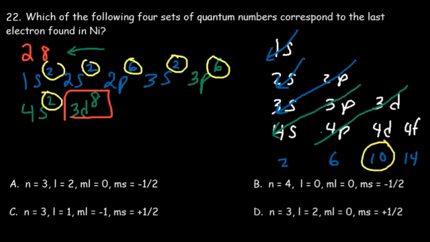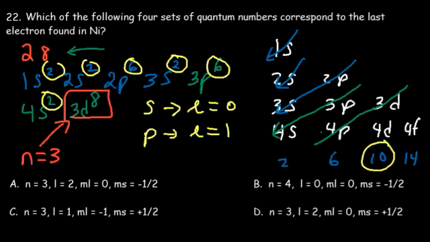So focusing on the 3, n is 3. Whatever that first number is, that's the n value. For the s sublevel, L is 0. For P, L will always be equal to 1. For the D sublevel, L is 2. And for F, L will be 3. So because it's 3d, we know L is 2. So we can eliminate C and we can eliminate B. So we're between A and D.